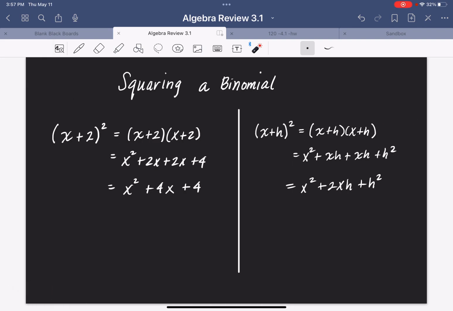Now let's talk about squaring a binomial. Whenever you see a binomial, that's a two-term polynomial, squared, that means that you have to multiply it by itself. Do this by using the FOIL rule. x squared plus 2x plus 2x plus 4. Add your middle terms: x squared plus 4x plus 4.